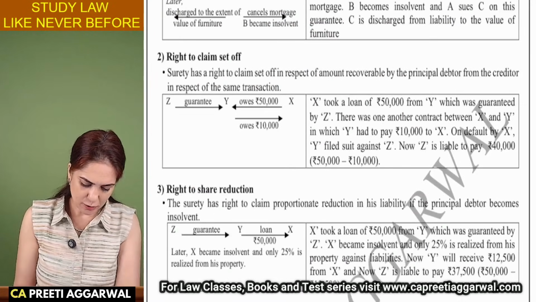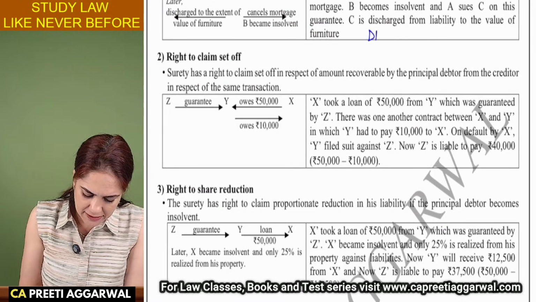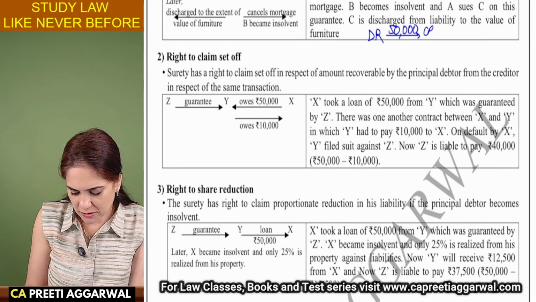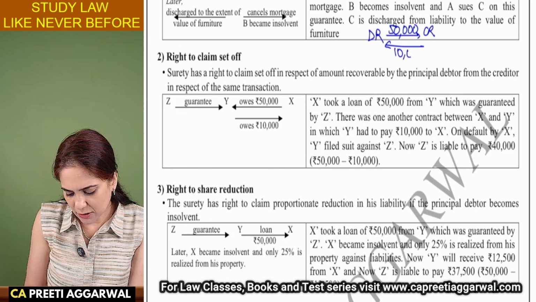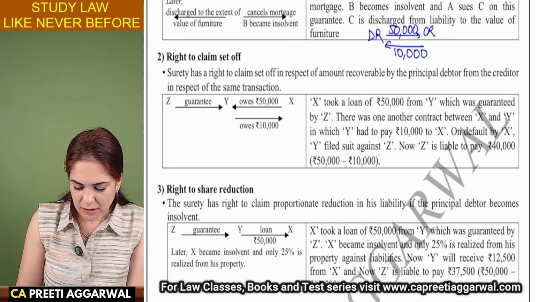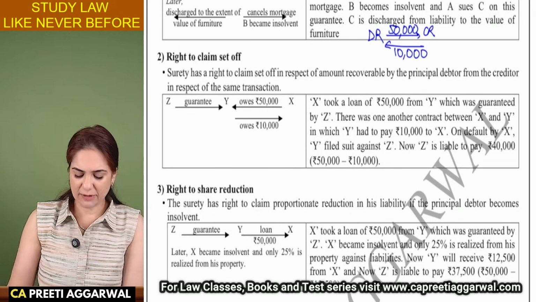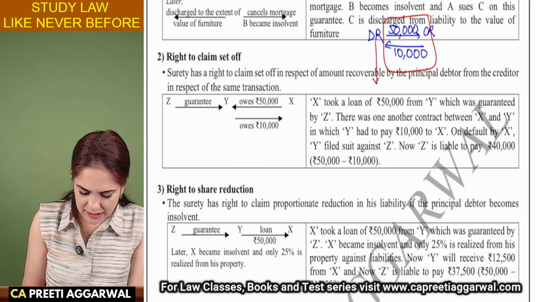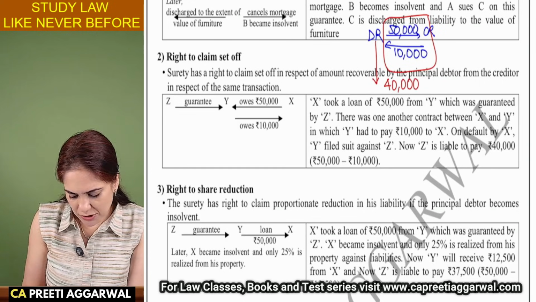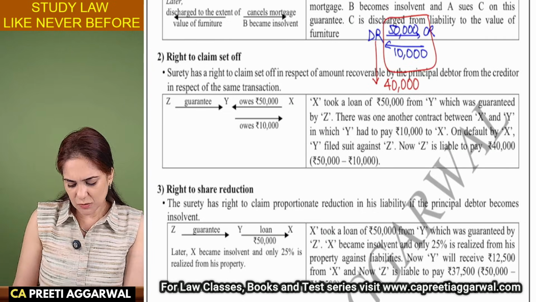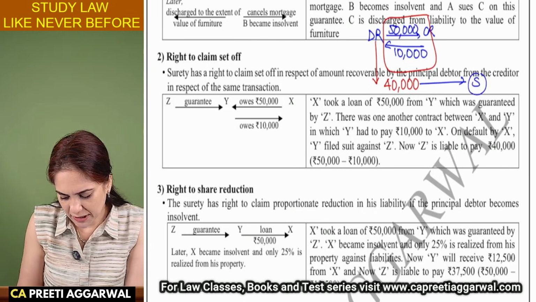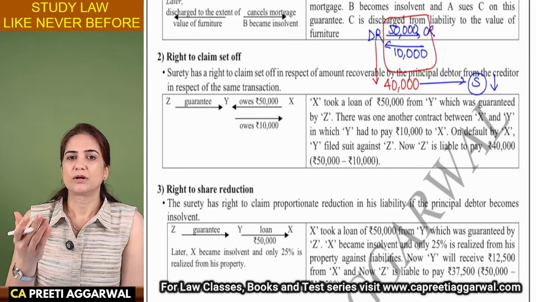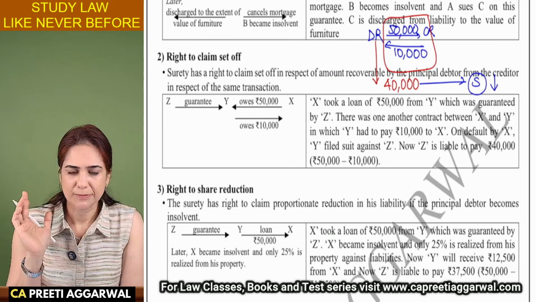Right to claim set off. Now, the debtor has to pay 50,000 rupees to the creditor and he has to recover 10,000 from the same creditor. Now, you get a set off when you have to pay and receive money from the same person. So, in this case, the debtor's liability is reduced to 40,000. Since it is reduced, this benefit will be given to the surety also. So, surety's liability will also be reduced by 10,000.